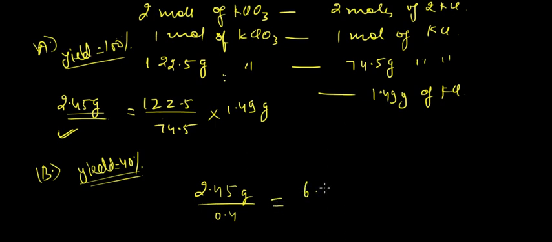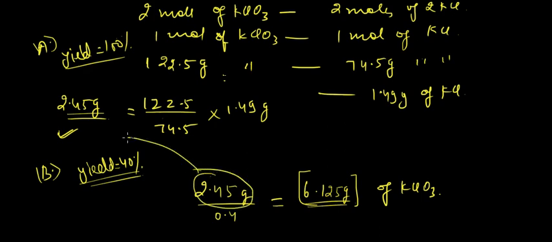Okay, so that comes out to be 6.125 grams. Okay, now if you take the 40% of this mass of KClO3, you will get these grams, and from 2.45 gram you can get 1.49 grams of KCl. Okay, so you will need extra grams of KClO3 if the yield is lesser than 100%.